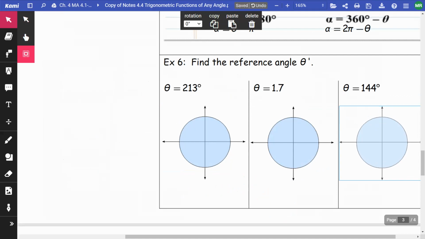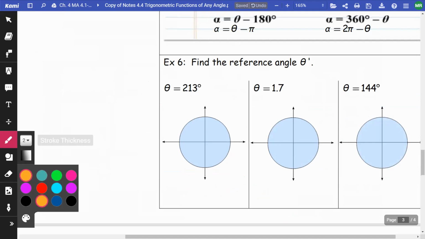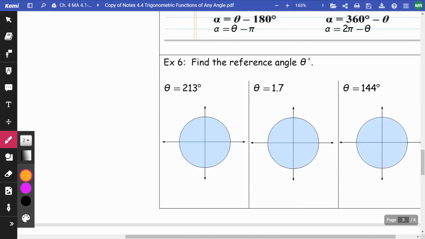Okay. So we got to pay attention to whether we're dealing with radians or degrees. If they give you the angle in degrees, you give me the reference angle in degrees. If they give you the angle in radians, you give it to me in radians. So if I'm looking at the first one, which is 213 degrees, understand that we're going this direction, positive direction. Going all the way to here would be 180 degrees, right? Well, I'm going beyond that, okay?